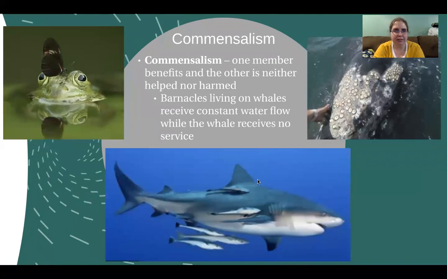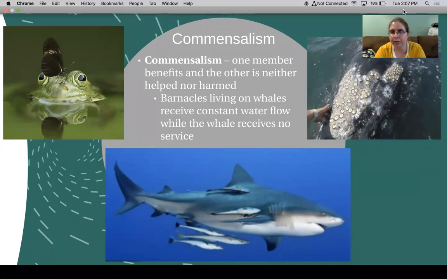Next, we have commensalism. So this is where one member of the relationship benefits, gets something good, and the other member gets nothing out of it. Nothing good, but also nothing bad. So here we have some examples. Got a whale here. Let me move my camera so you can see a little bit better.